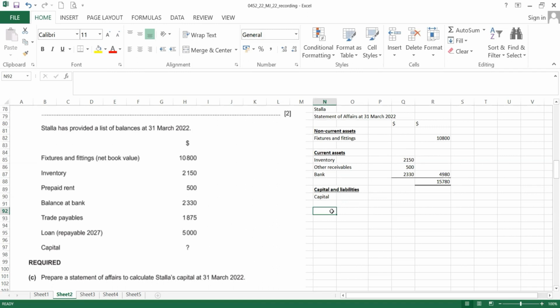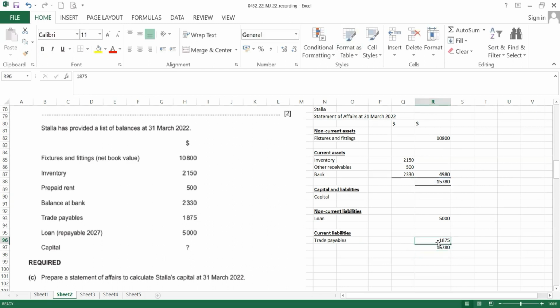And then we have the loan, which is a non-current liability. Non-current liability must try to follow the format. Loan, which is only one item, 5,000. And our current liability, let's see, we have trade payable only. So trade payable is 1,875. So also one item. So this one is quite straightforward.